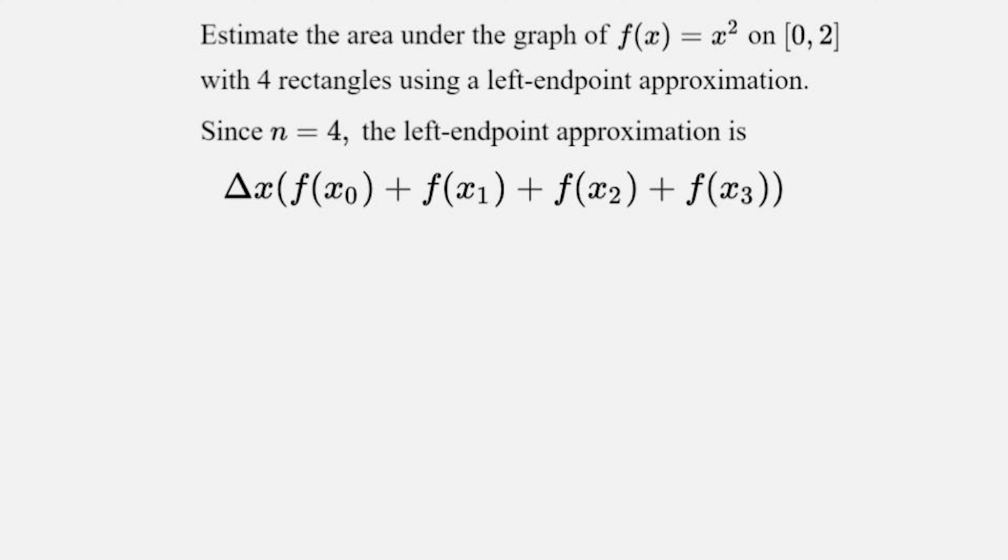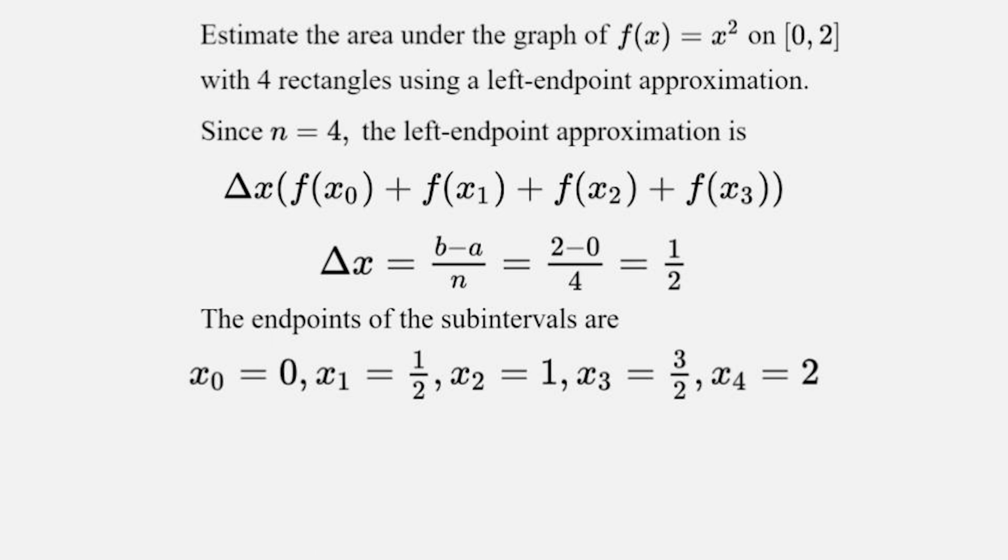And now we just have to figure out what delta x is and what the endpoints of the subintervals are, and then plug those into the function. Delta x is b minus a divided by n, where a and b are the endpoints of the interval. So b is 2 and a is 0, and the numerator is 2 minus 0, and then we're dividing by 4 because we are using 4 rectangles. You simplify that and you get 1/2. And so the width of each of these rectangles is going to be 1/2.